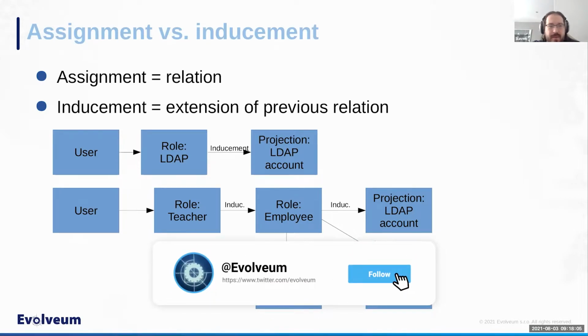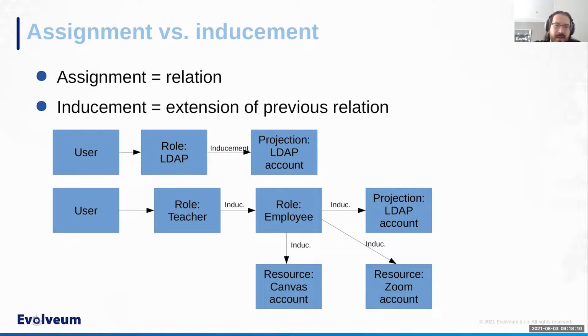So this is nicely illustrated on the example. I can have a role who's assigned to a role, that's assignment, but the role has some inducement. And the inducement says there should be a projection as an LDAP account. So the inducement in this case is not applied to the role, but rather to the object assigned to the role, which means user. So in this configuration, there will be a LDAP account created for the user.